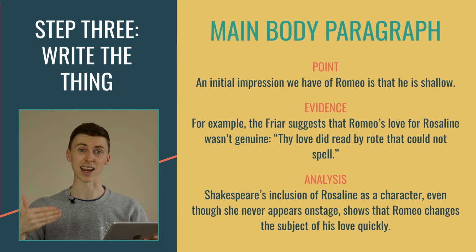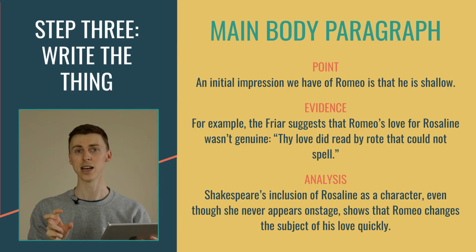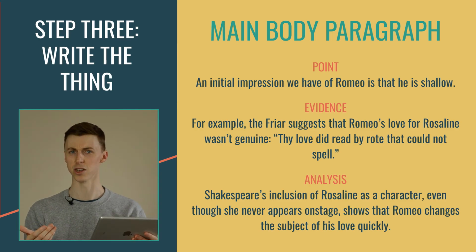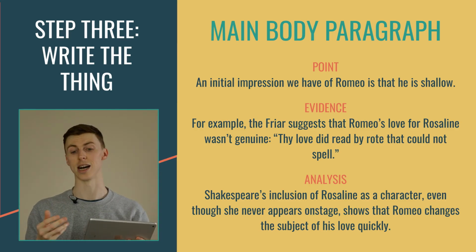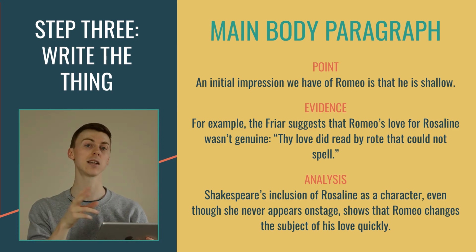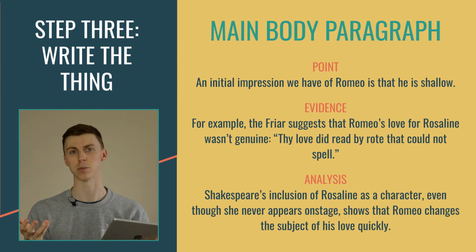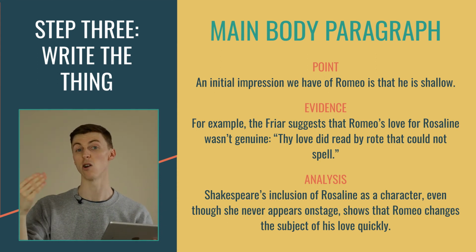Then we just need to keep adding further evidence and further examples to the point until we feel that it is securely supported, that we've proven that the point is true. Then we might move on to our next point, the idea that he's reckless. Again, we want to give examples and evidence from the text about things Shakespeare has done to show us that. For instance, Romeo gate crashes a party that's being held by a rival family.